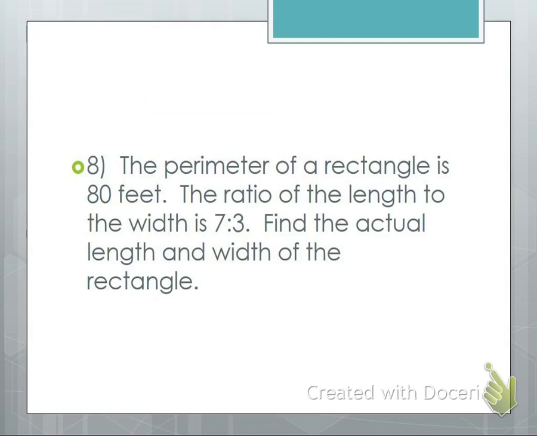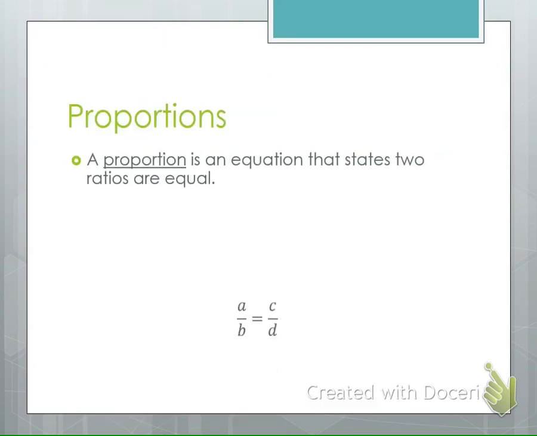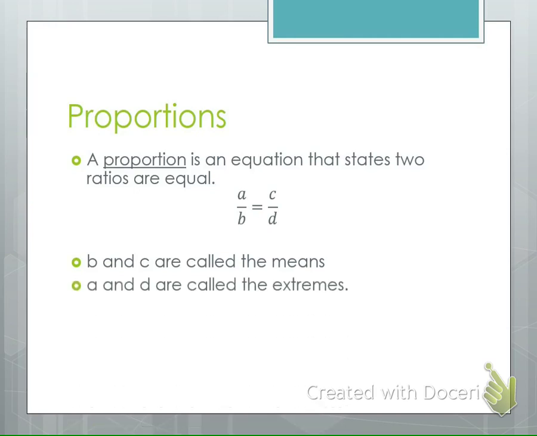Okay. Let's talk a little bit about proportions. A proportion is an equation that states 2 ratios are equal. So the first ratio, A over B, or A to B, is equal to the second ratio, C over D, or C to D. In this case, B and C are called the means. A and D are called the extremes.